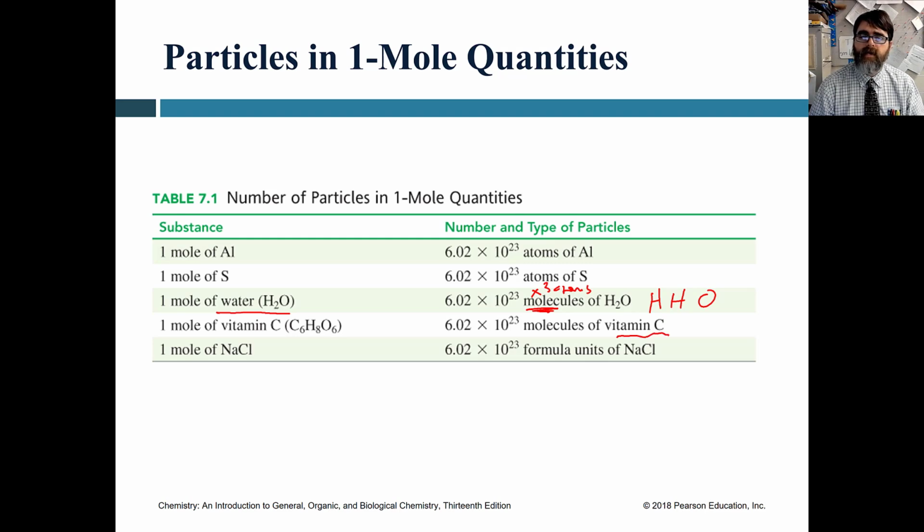Vitamin C has a longer formula, and so its mole of vitamin C is that many molecules of vitamin C. For things that are ionically bonded, because that pattern repeats over and over again, we instead have formula units, the simplest whole number ratio of pieces there. And so NaCl has 2 atoms over and over again. If we want to be picky, they're ions. But when we say we have a mole of that, it is 6.02 times 10 to the 23.